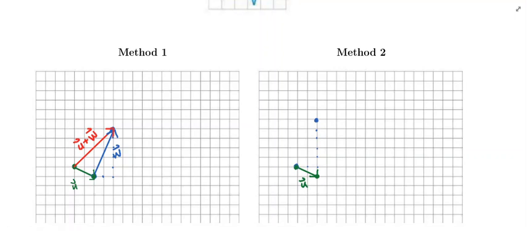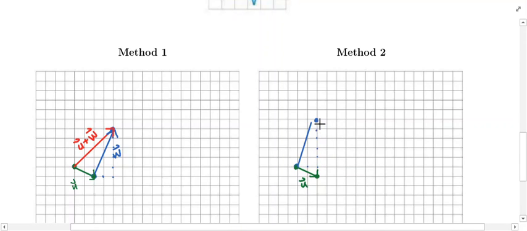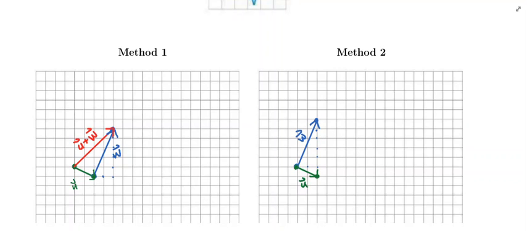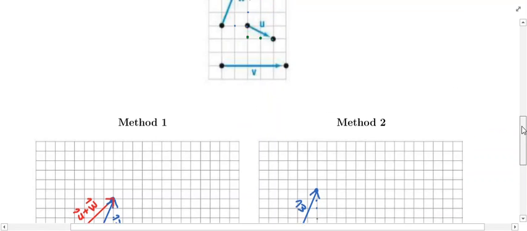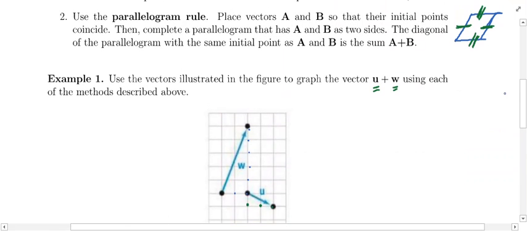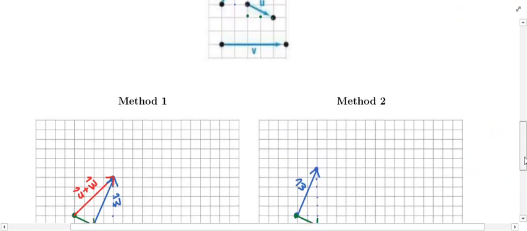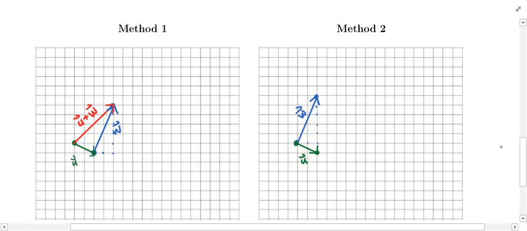So I'm going to draw in vector w. I'm drawing from its initial point to its terminal point. All right, so it's going to look like this. So this is vector w. So at this point, you have to form a parallelogram. If you go back up here and read, it says complete a parallelogram that has the two vectors as sides. So we've got to turn this thing into a parallelogram.